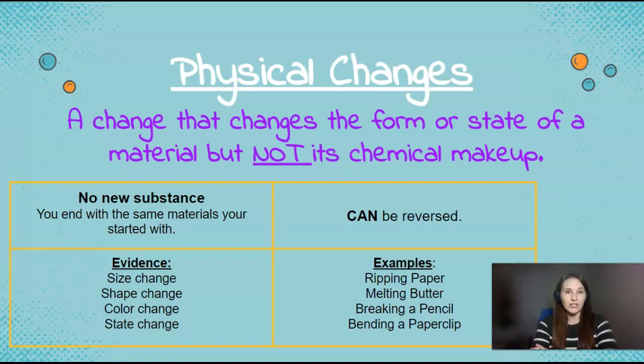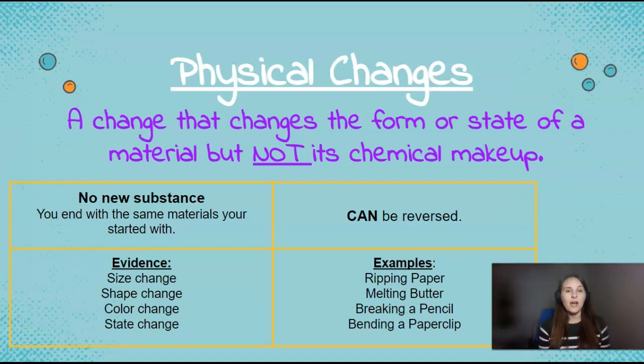A physical change is a change that changes the form or state of a material, but not its chemical makeup. So when we make this change, there are no new molecules or particles or substances that are formed. So whatever substances or materials we start with, those are the ones we're going to have in the end after the change occurs. Nothing new will be produced.